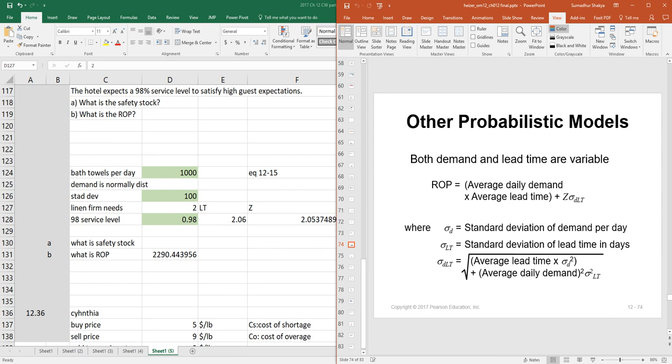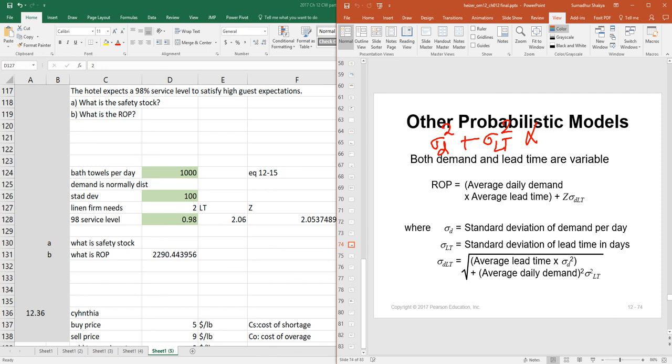The one thing you have to remember is that the standard deviation cannot be added. This is coming from, if you remember, the chapter on project management: if you have the standard deviation for the demand and you have the standard deviation for the lead time, they cannot be simply algebraically added. That is wrong. Instead, the squares of these, which are the variances, can be added.